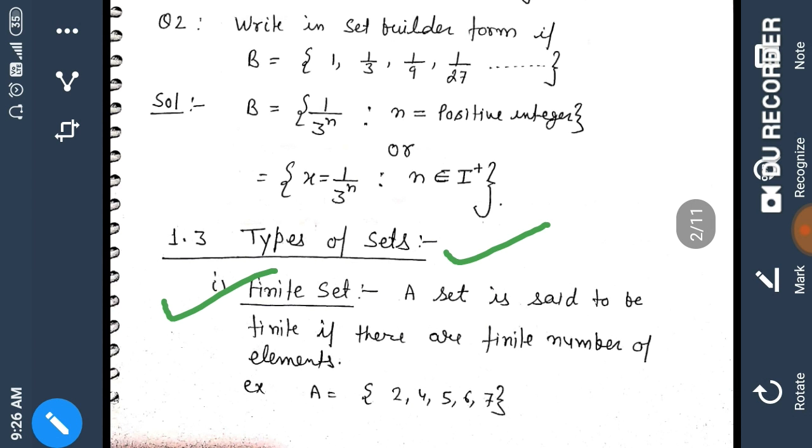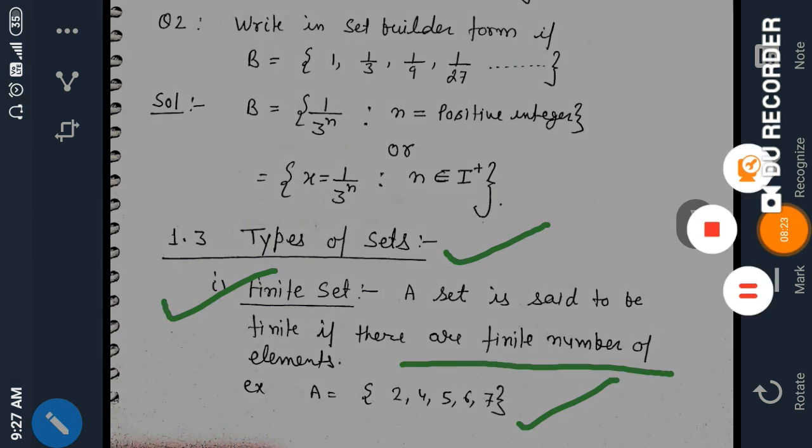So similarly, the definition is: a set is said to be finite if there are a finite number of elements. For example, A is equal to curly brackets 2, 4, 5, 6, 7. How many elements are there? 1, 2, 3, 4, 5. So there are a finite number of elements, so this is called finite.